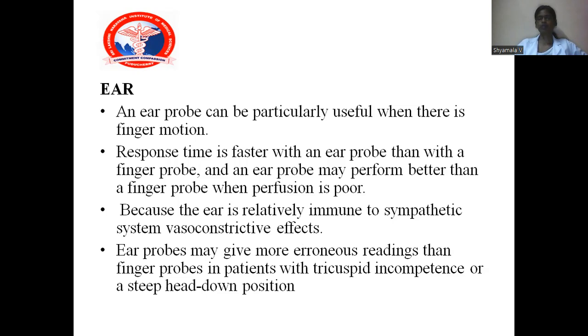The response time is faster as compared with the finger probe, and it may also perform better as compared with the finger probe whenever the perfusion is poor. The main disadvantage of the ear probe is that it can give erroneous readings compared to the finger probe when the patient is having tricuspid incompetence or is in the head-down position.